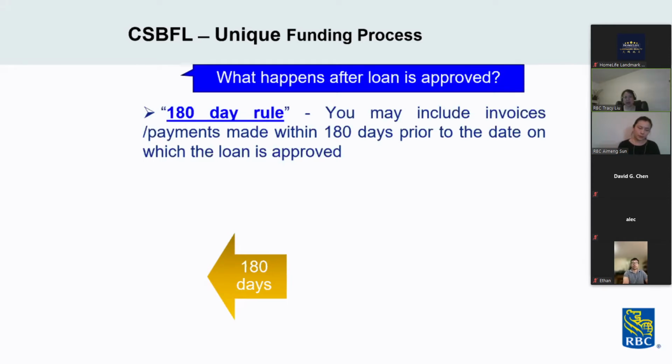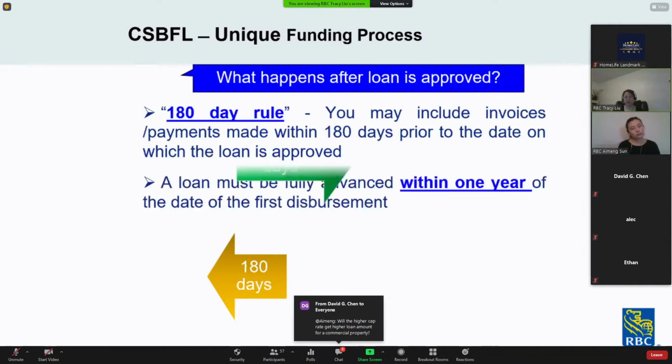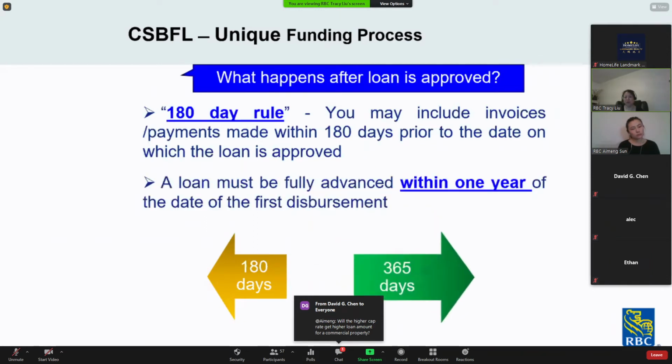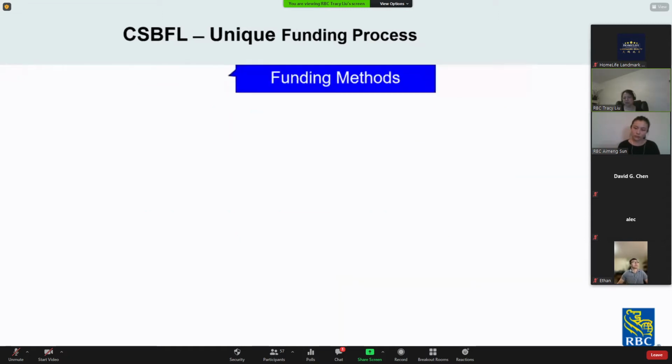It depends on how far back we look. The 180-day rule means you have 180 days prior to the date on which the loan is approved. Then you will be able to get it reimbursed. Now, say we get the loan approved today. You literally have 1 year from now to have all the funds advanced. So these are the rules for funding timing.